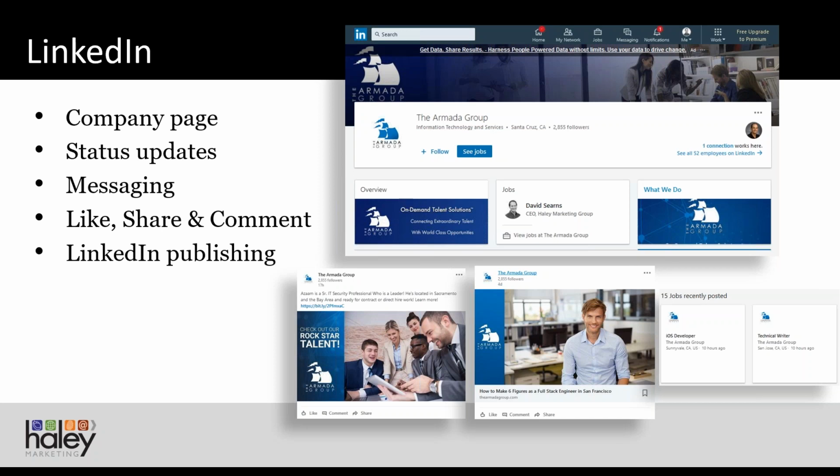Then there's LinkedIn publishing. For those who may not be familiar, you can go on LinkedIn and publish a post, just like you do a status update. So when I'm there, I can take a blog post and repurpose it as a blog on LinkedIn. Now, why would you do that?